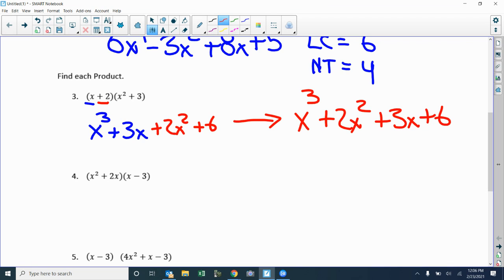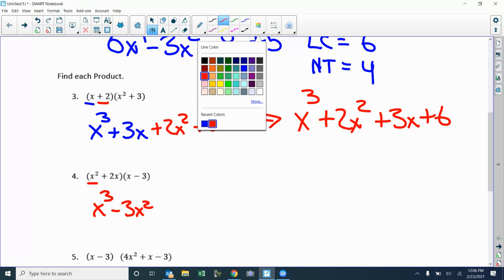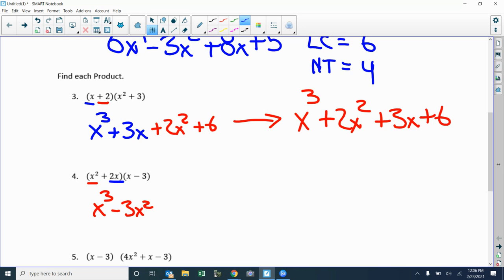Move on to the next one. My x squared times x would give me x cubed. My x squared times negative 3 would be minus 3x squared. 2x times x would give me plus 2x squared. 2x times negative 3 would give me minus 6x. Now, standard form and combine like things.